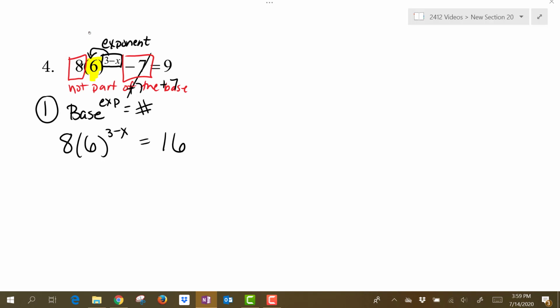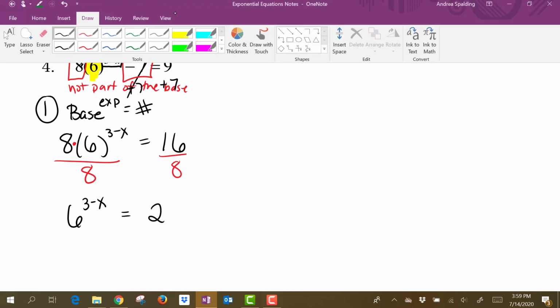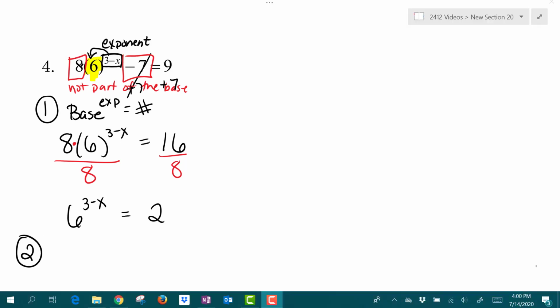Now I need to get rid of that 8. And I'm going to do that by doing the opposite of the operation that connects it. So 8 times that, I'm going to divide both sides by 8. Now, if you can simplify this fraction without losing the exact value of the fraction, then that's always a good idea. 16 divided by 8 is 2. So I'm going to go ahead and simplify that to be 2. All right, for step 2, we're going to apply the natural log to both sides.